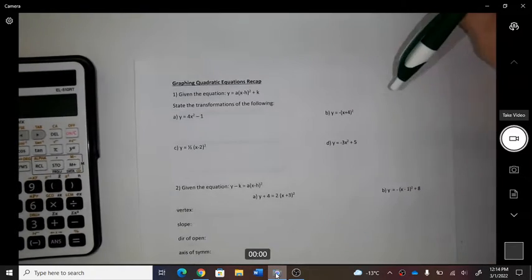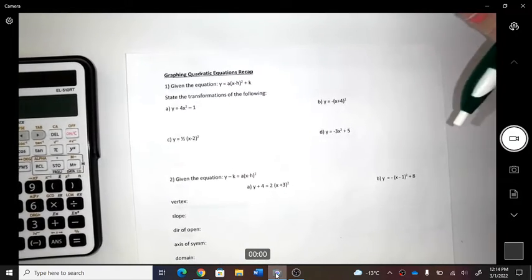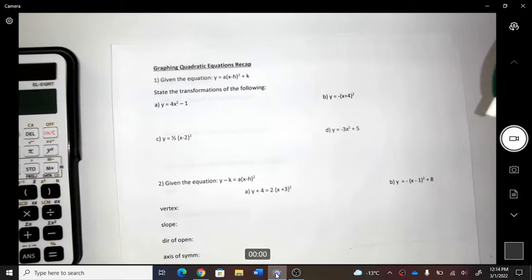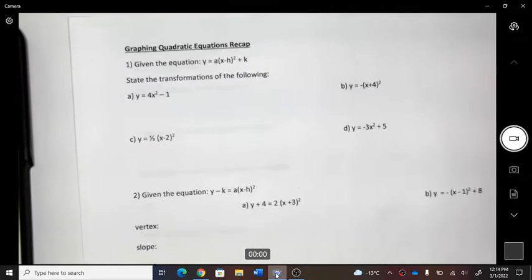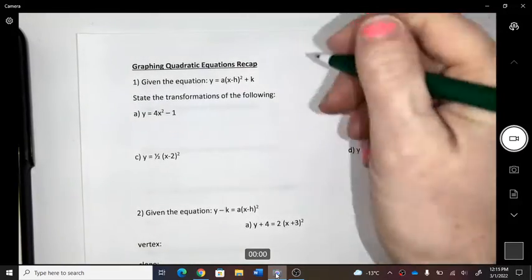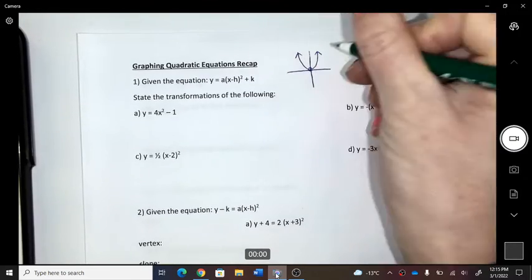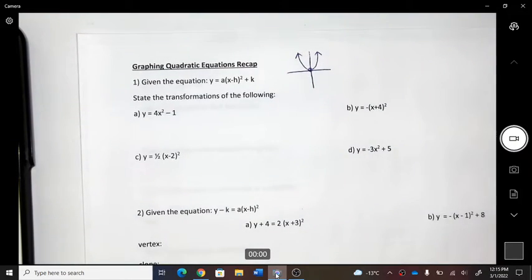Alright, so the first thing that we learned in this unit was transformations. How can your normal parabola change? Okay, so our normal, right, this is how we just start. That's our normal. We can do things to that. So what are the options?